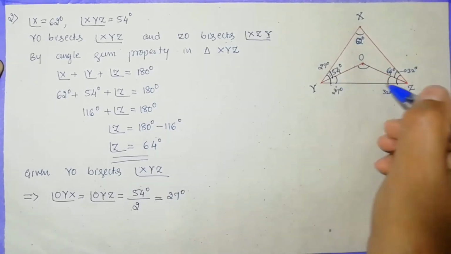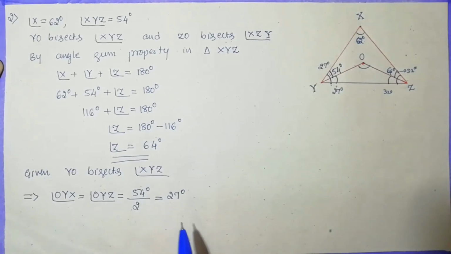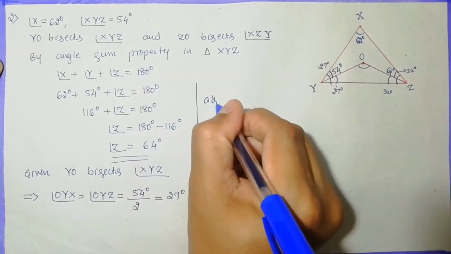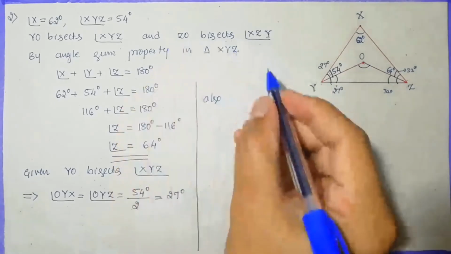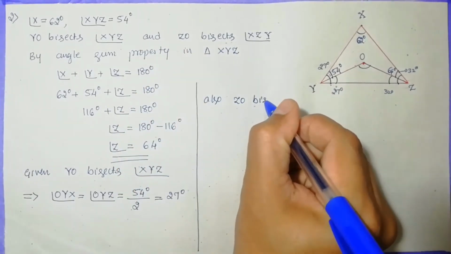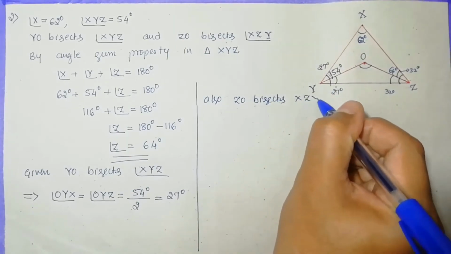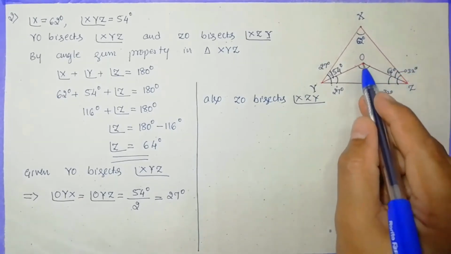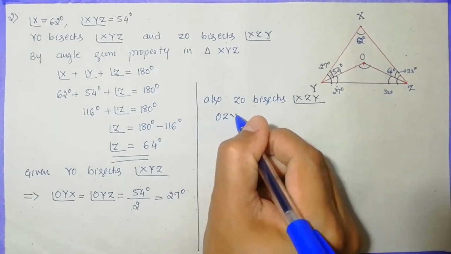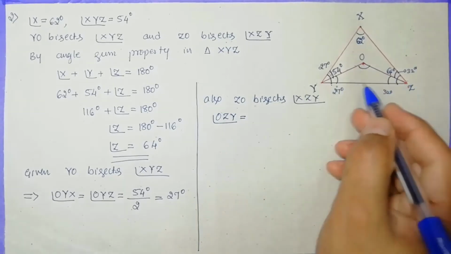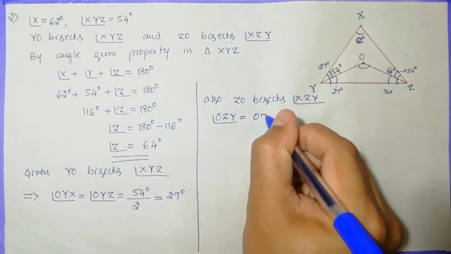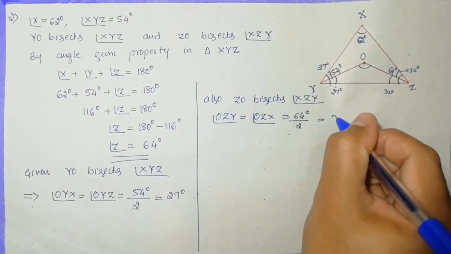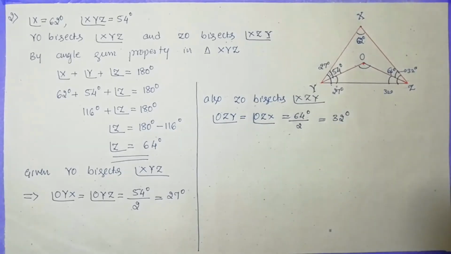So that's why OYZ becomes 27 degrees. In the same sense, I'm going to write the second one also. ZO bisects angle XZY. Okay, so this means we can write: angle OZY is equal to OZX, which is equal to 64 degrees divided by 2. It will give 32 degrees. So that's why this is equal to 32 degrees.